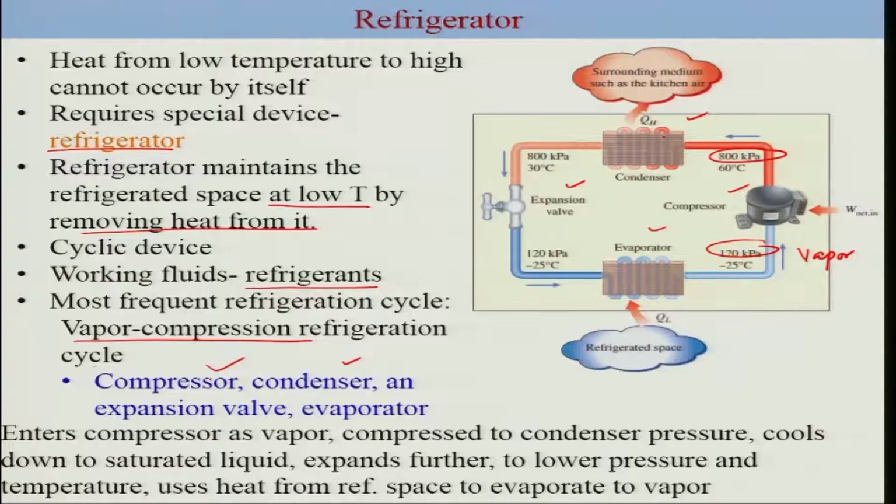This particular condenser is typically the coils at the back of your household refrigerator. Okay, so it rejects heat to the surrounding medium, which is basically the kitchen air. So here this is a vapor, and then it condenses to a saturated liquid here. So this is your saturated liquid. It gets expanded, so it lowers its pressure, and then at the evaporator, it takes heat from the refrigerated space and evaporates to a vapor state, from this state which is a liquid to the vapor state. So this is the overall cycle, and this is a cyclic device.